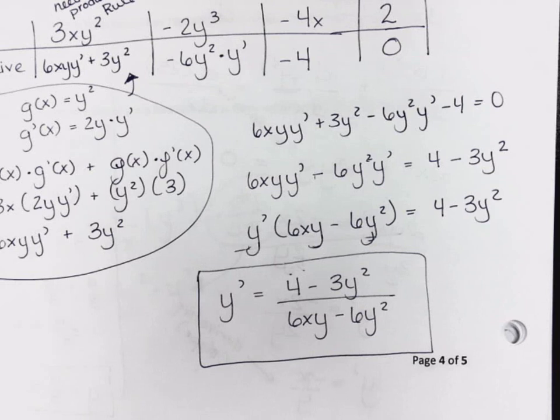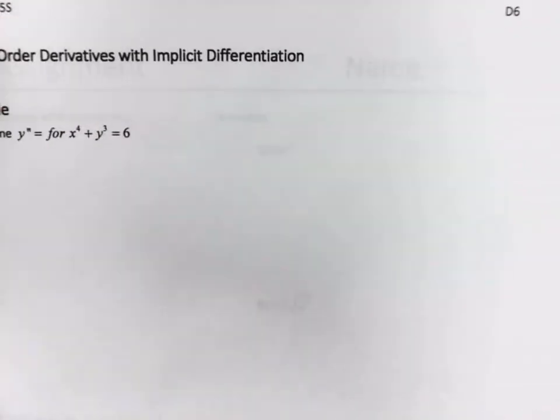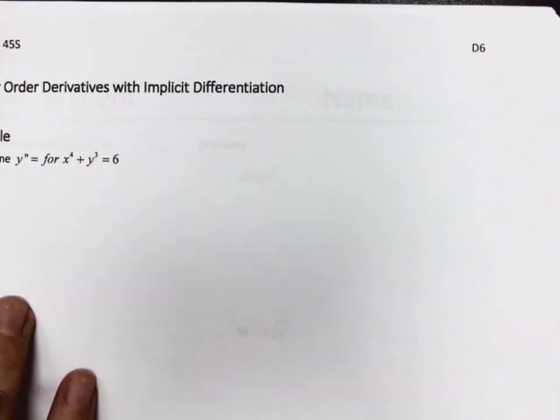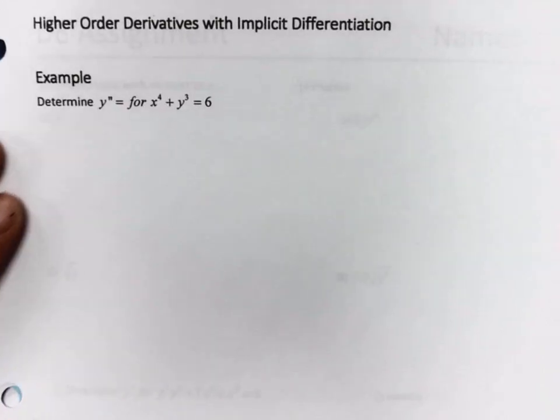Okay, so now we're going to take it one more step. We're going to do the second derivative for the last example. And tomorrow we're going to have a work period, right? I said I was going to switch those around, but I forgot to put them on the calendar.